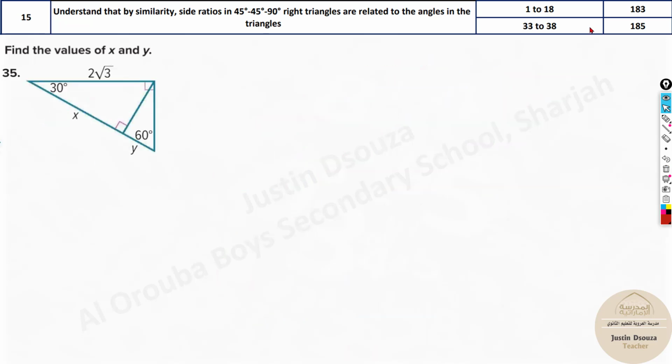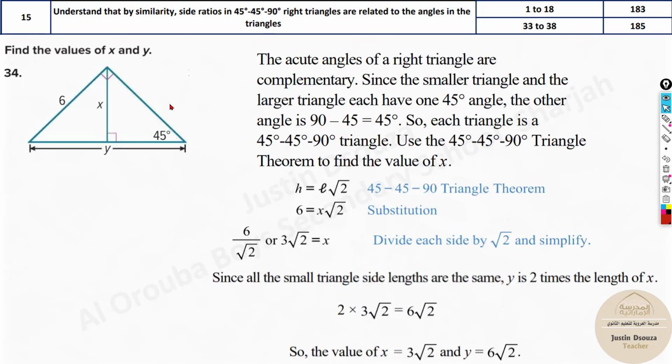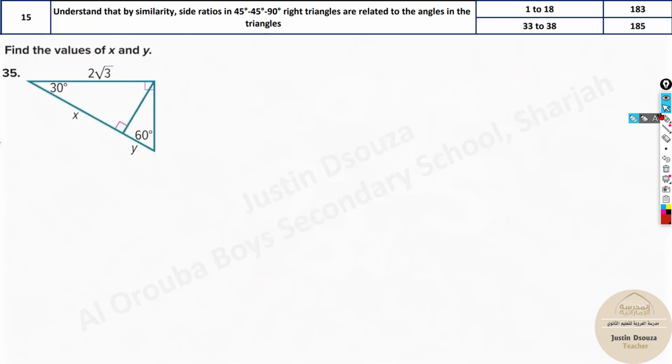We move on to the 35th question, which is a bit crucial. Why? Because this tends to be a bit confusing. It's confusing because first it is 30 degree, 60 degree, 90 degree, whereas in the last problem we had only 45, 90, 45, right? Now the formulas vary here.